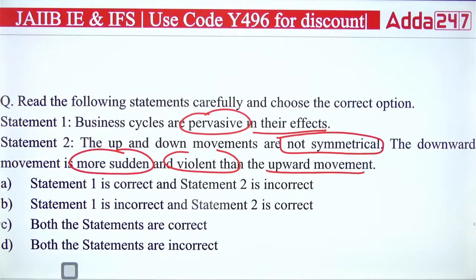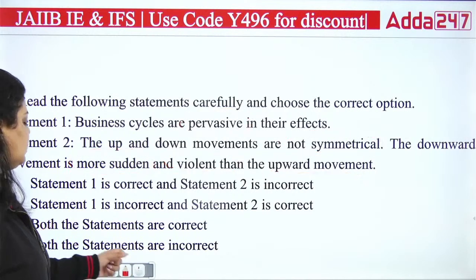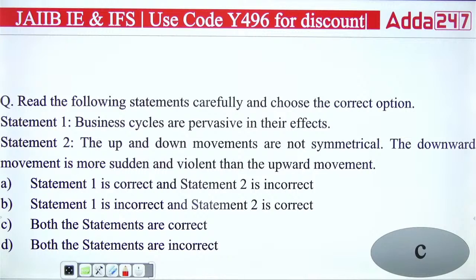So there are two statements you have. First is saying business cycles impact will be very pervasive. Second, the up and down movements are not symmetrical. That is true, but the downward movement is more sudden and violent than the upward movement. Is it true? And the answer is actually both the statements are true here. So the right answer for this particular question is your C option. Both the statements are true.